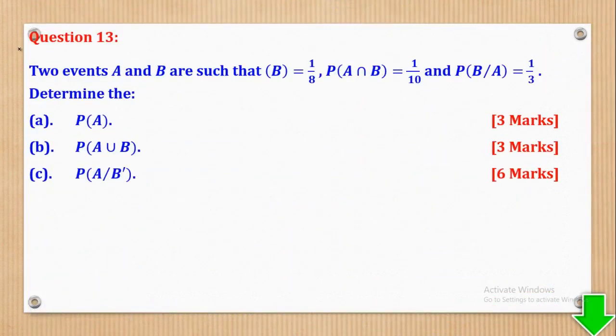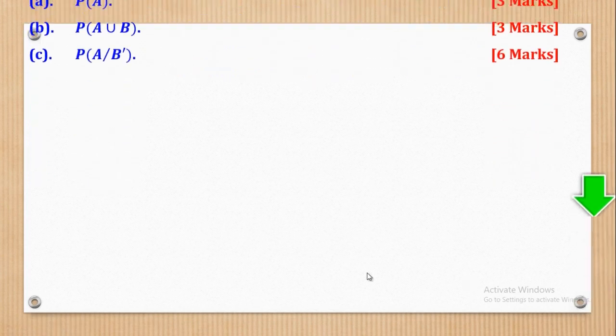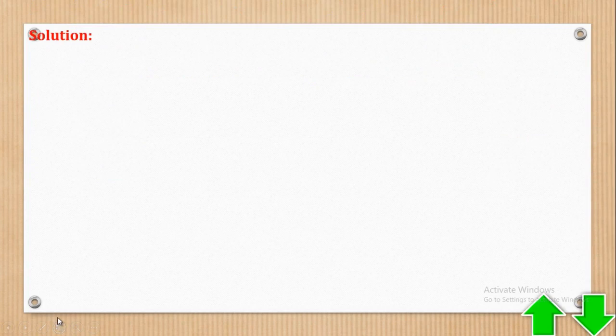So that was question 12. Now we shall go to question 13. Question 13 says, two events A and B are such that probability of B is equal to 1 over 8, probability of A intersection B is 1 over 10, and probability of B given A is 1 over 3. Determine part A, the probability of A, part B, probability of A union B, and part C, probability of A given B complement. So now we shall start with part A.